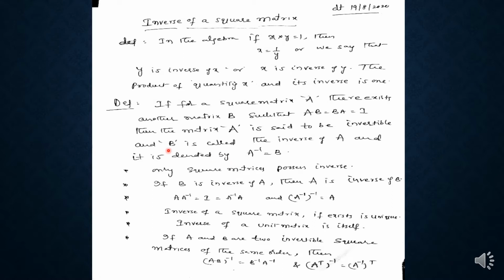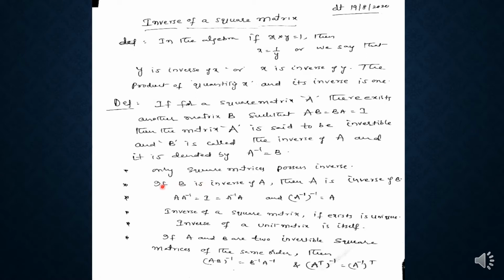So once again, see the definition of the inverse matrix. If for a square matrix A, there exists another matrix B such that AB = BA = I, where I is the unit matrix, then the matrix A is said to be invertible and B is called the inverse of A, and it is denoted by A inverse, that is equal to B.